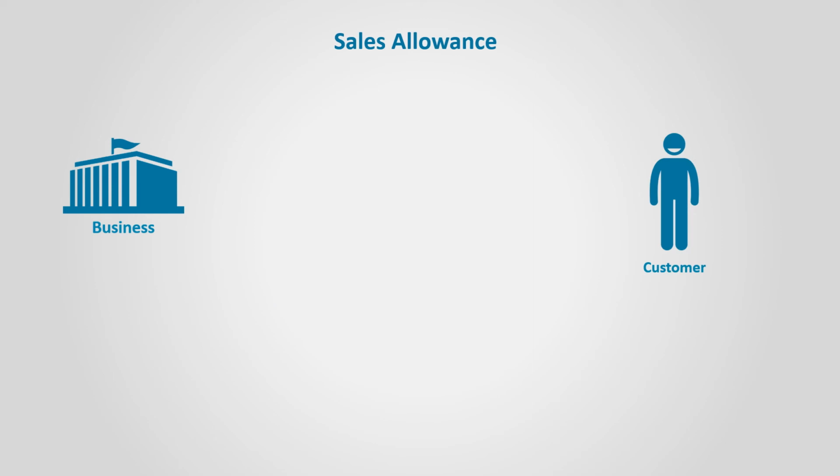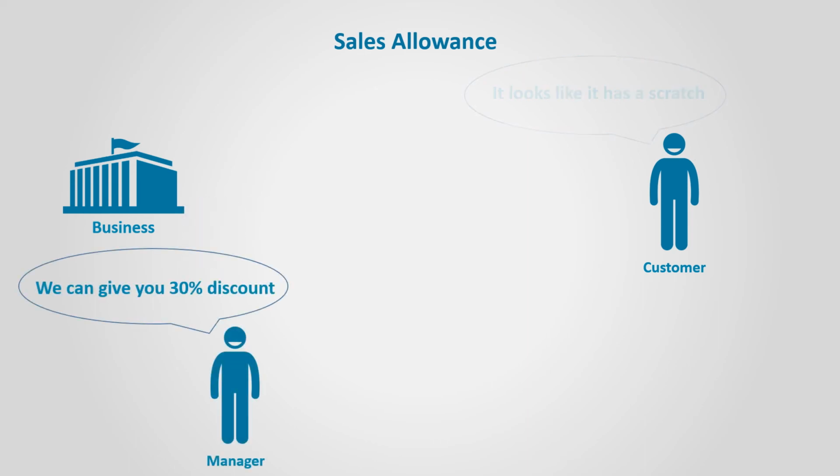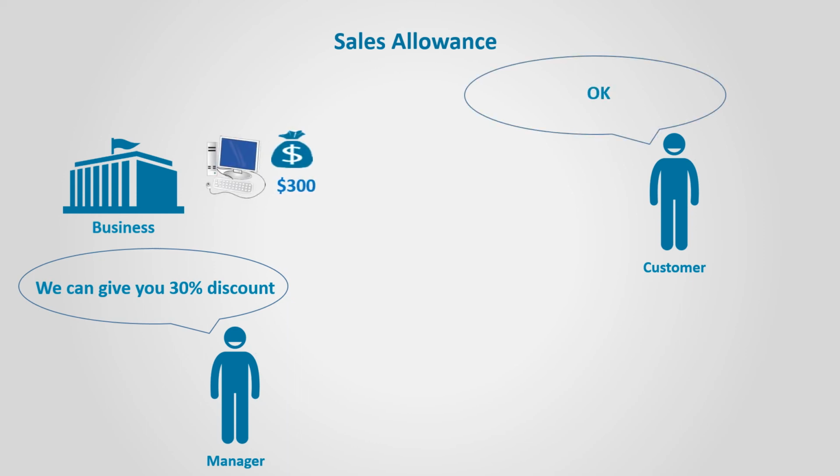Besides sales returns, sales allowances also reduce sales revenue. So, what are sales allowances? Let's assume that the business sold a computer to a customer for $1,000. The customer discovered that there is a minor scratch on the side of the computer. The manager of the business gave the customer a 30% discount on the computer instead of taking the computer back. The customer agreed and accepted the reduction of $300. This would be called an allowance, to give the customer a credit for a minor defect or something similar.